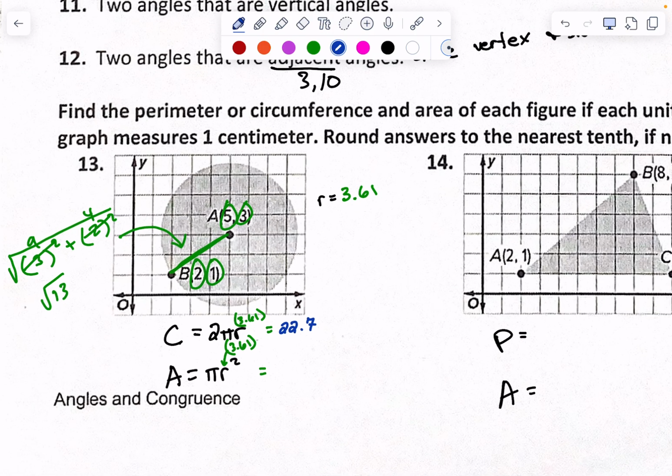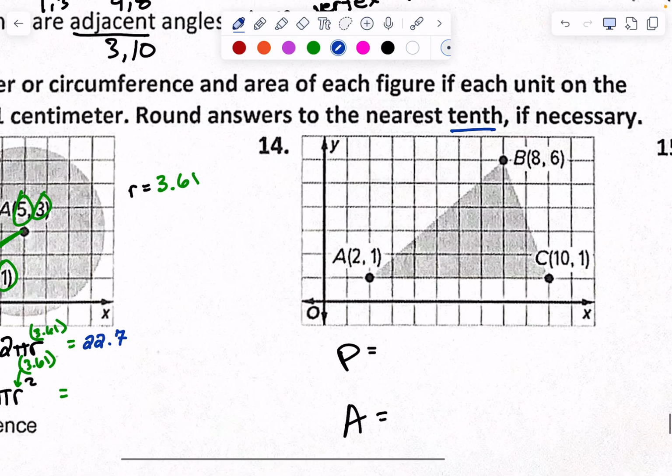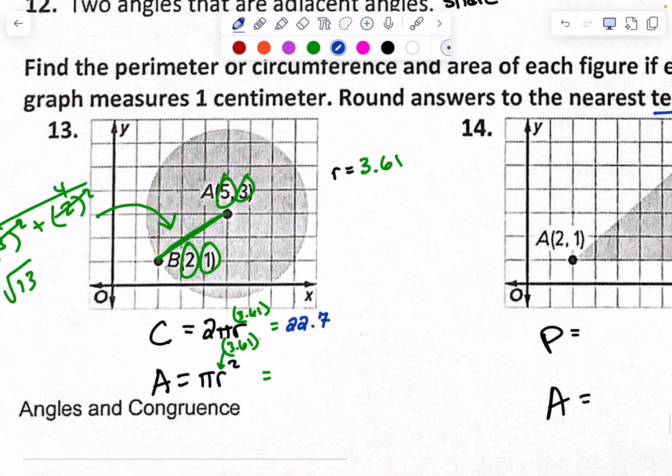22.7, sure. I missed 6. Does it matter? Oh, that's why. Round answers to the nearest tenth, so that means 1 decimal place. Now, when we did the radius earlier, we rounded it to 2 decimal places. No, 22.7. Oh, you only did 3.6 instead of 3.61. Yes, it should technically be approximated.